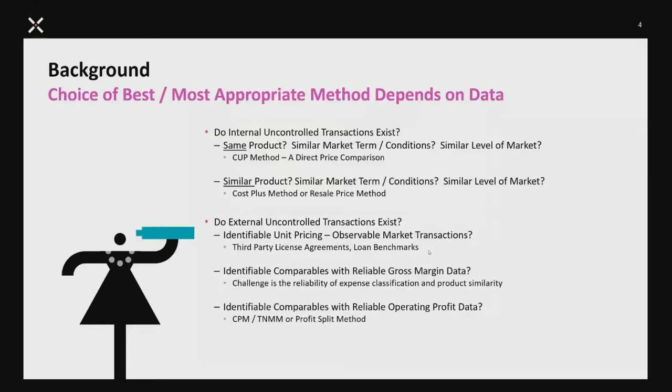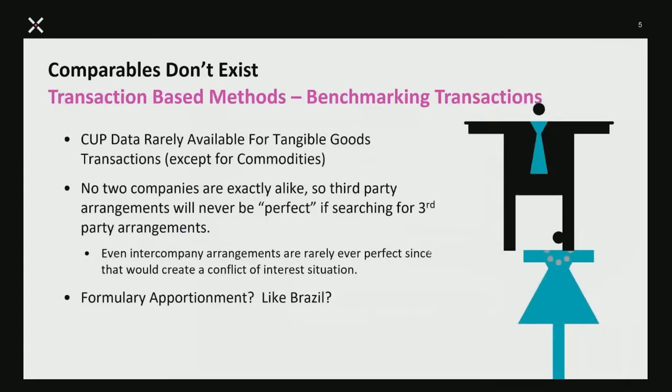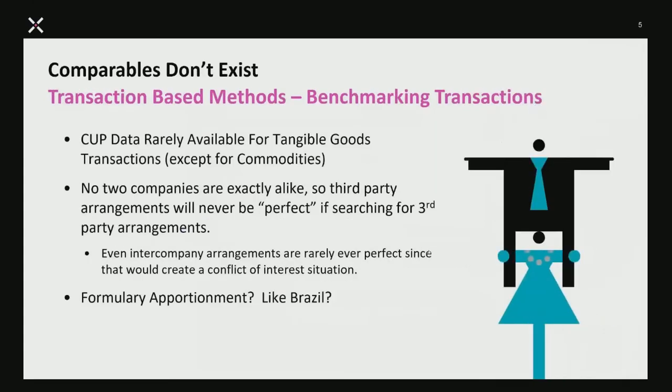And then external untraditional transactions, if you're looking to apply a gross margin analysis versus an operating profit analysis, what you would be looking to do is identify third-party companies comparable to the entity you've selected as the tested party, right? So, in a lot of ways, I think the bottom line is that your method will depend on the reliability of data. And so the most appropriate method is very dependent on data.